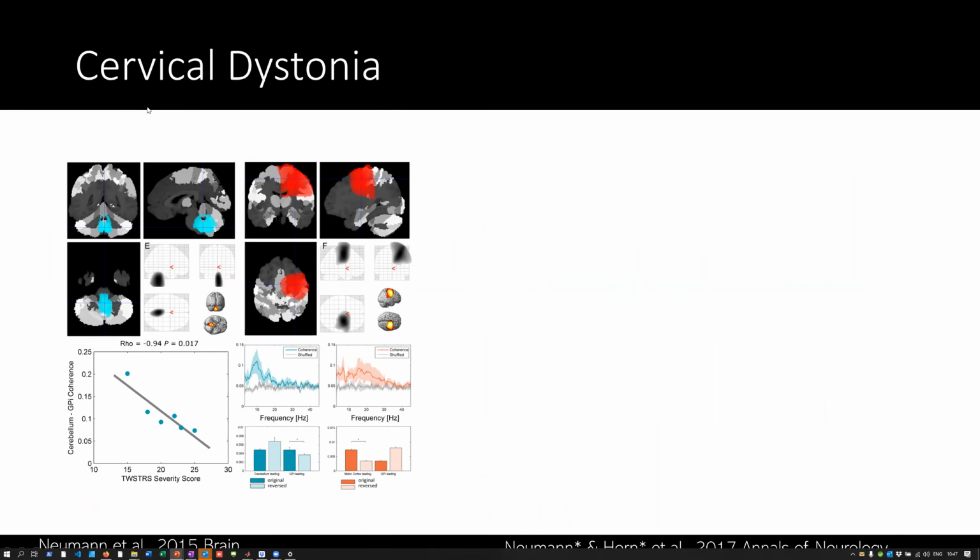Now, Parkinson's disease is not the only disease that we can study. I've mentioned this before, and this is a paper that we published in 2015, where we looked at the oscillatory connectivity. So this is again a whole brain circuit connectivity measure, in this case a physiological measure, coherence, of phase and amplitude of oscillations between the internal pallidum, part of the basal ganglia, and the entire cortex.